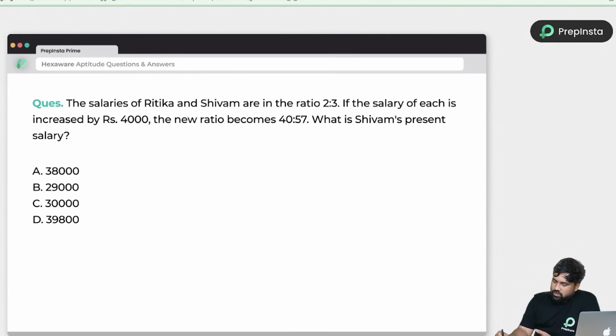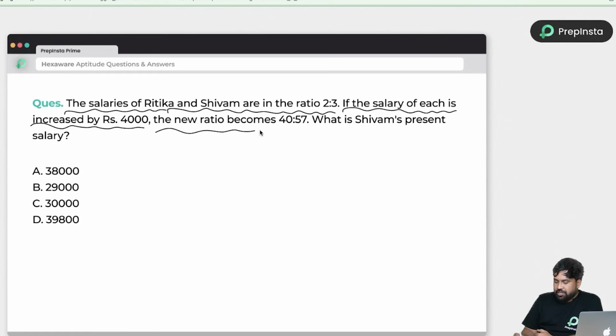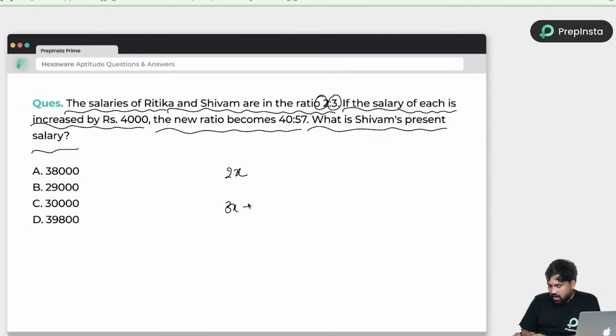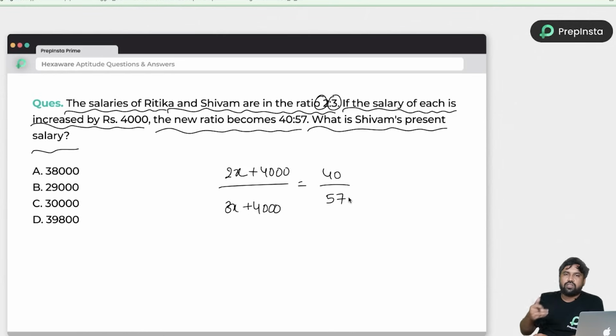So just look into the next problem, that is, the salaries of Ritika and Shivam are in the ratio 2 is to 3. If the salary of each is increased by 4,000 rupees and the new ratio becomes 40 is to 57, what is Shivam's present salary? Whenever you are doing this type of ratio and proportion concept, just use simple methodologies, simple and quick. So 2x and 3x are their salaries, and 4,000 is added to each person, and their ratio becomes 40 is to 57. 40 is to 57 means what? 40 divided by 57. Simple.